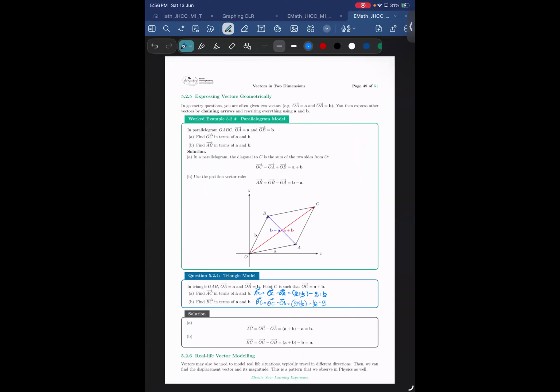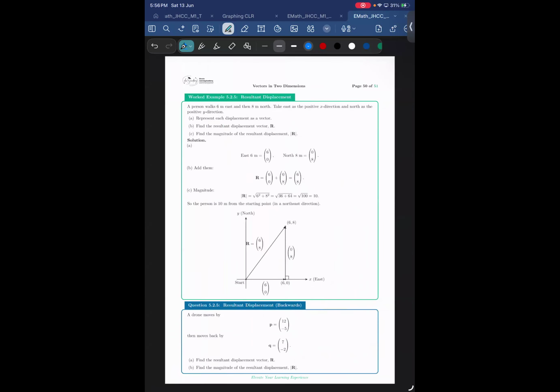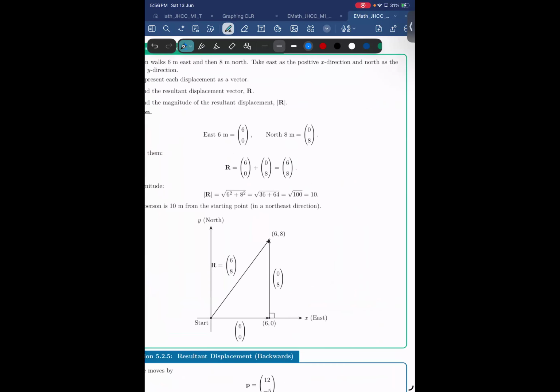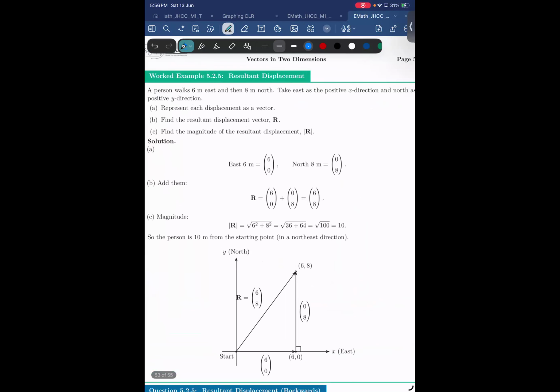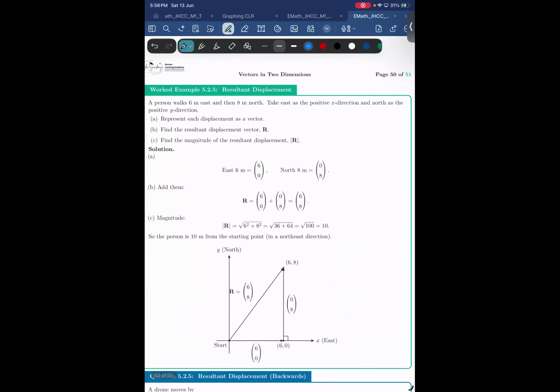Where we use a thing called displacement vector. So in this example over here, a person walks 6 meters east and then 8 meters north. Take east as the positive x direction and north as the positive y direction. So if he moves 6 meters east it means positive 6, and then 8 meters north means positive 8. Represent each displacement as a vector.